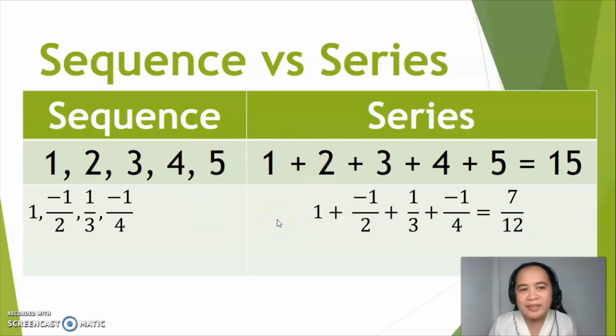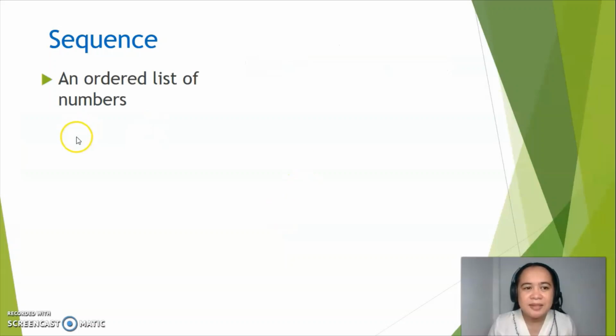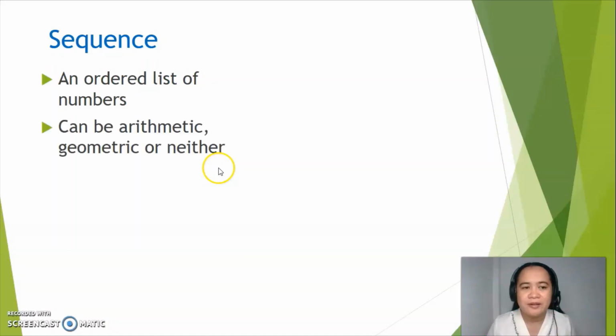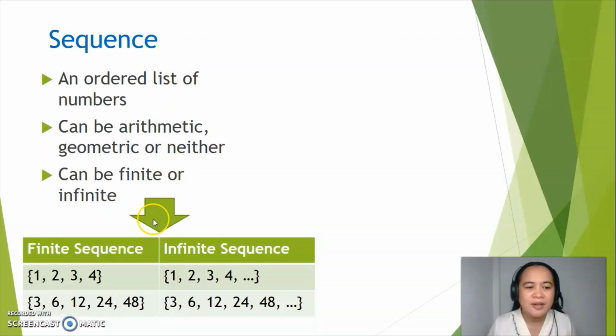With this, what then is a sequence and a series? A sequence is basically an ordered list of numbers. It could be arithmetic, it could be geometric, or neither. It can be finite or infinite. When you say finite, the sequence starts and ends. When you say infinite sequence, the sequence starts, but it has unlimited terms. Take note, this ellipsis here indicates that you can still extend its terms.